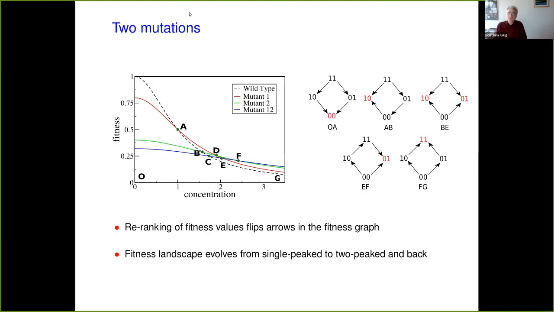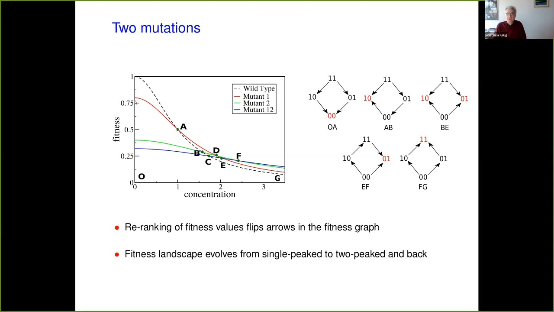And let's start with the simplest case of just two mutations. Okay, so L equal to two. And so this is shown here. This is a particular choice of these parameters. You see here now four dose response curves. You have the wild type, you have the two single mutants, and you have the double mutant. And you have these crossings, right? So these dose response curves cross.